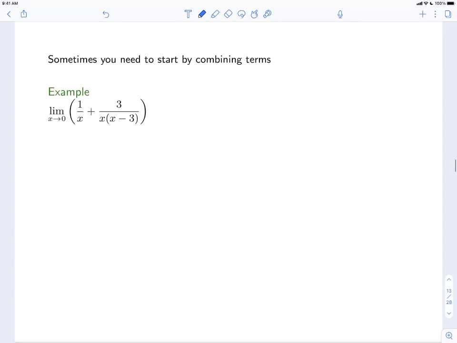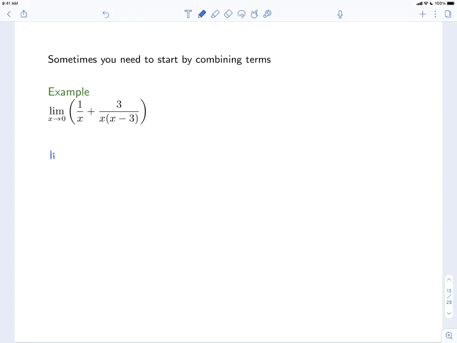Here's a different kind of problem. In this case, once again, you can't just simply plug in x equals 0 because you have an x in the denominator, so you'll have division by 0. However, we can combine these two terms and our factor of x will disappear, as you'll see when we try it. So let's just go ahead and combine these.